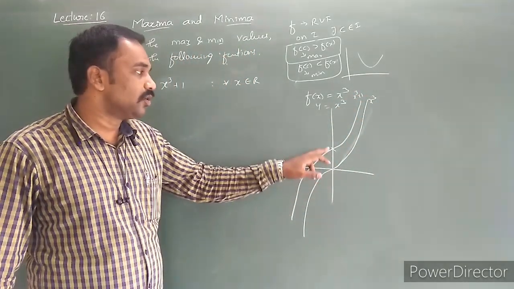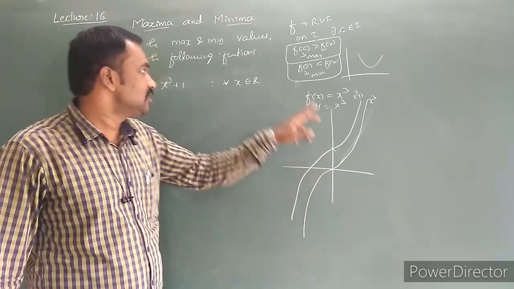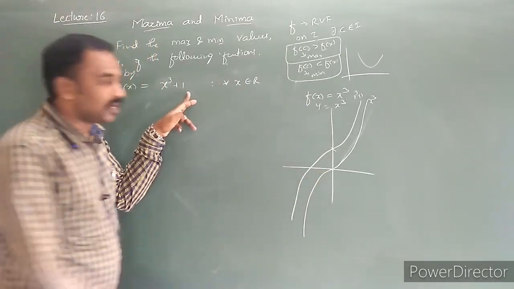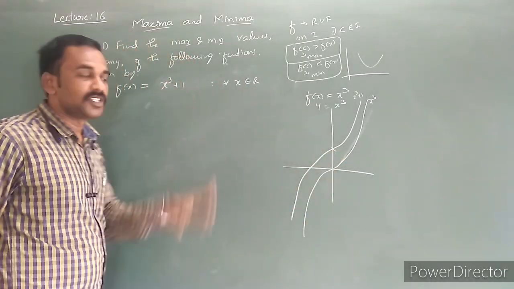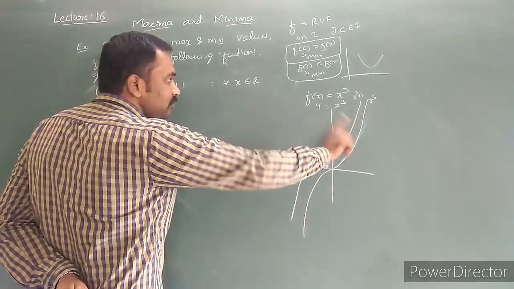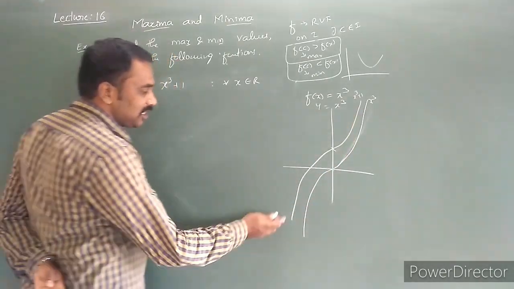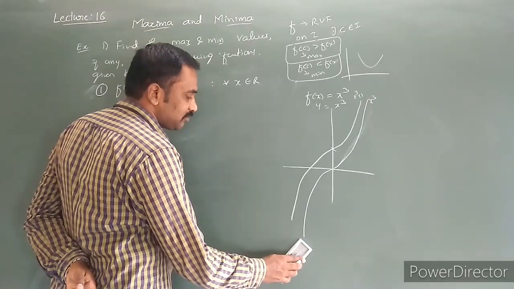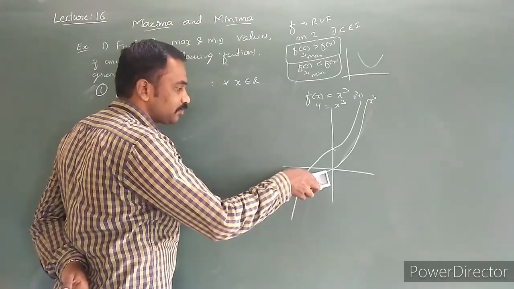If x is 0, the y value is 1. That means the point is (0, 1). This is how it looks. Now, on seeing the graph of x cube plus 1, I just shifted the x cube graph.